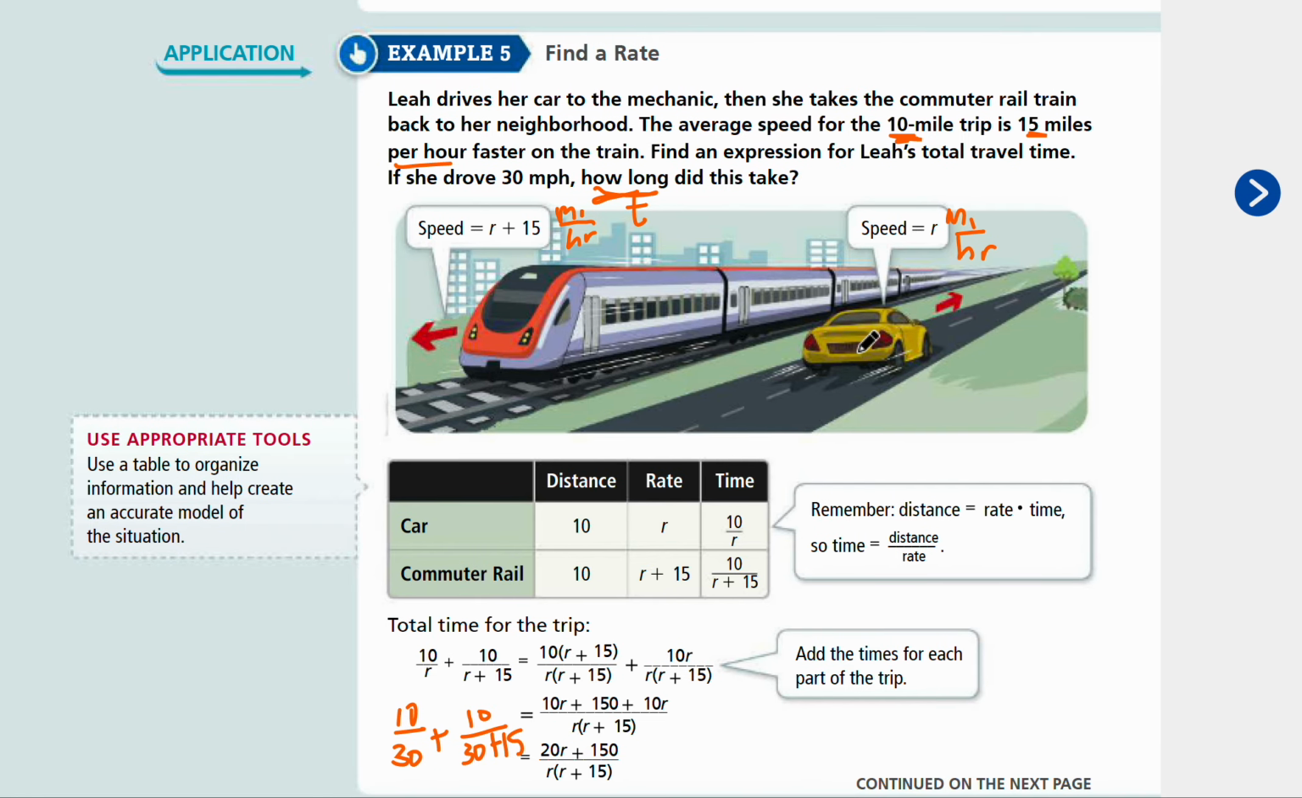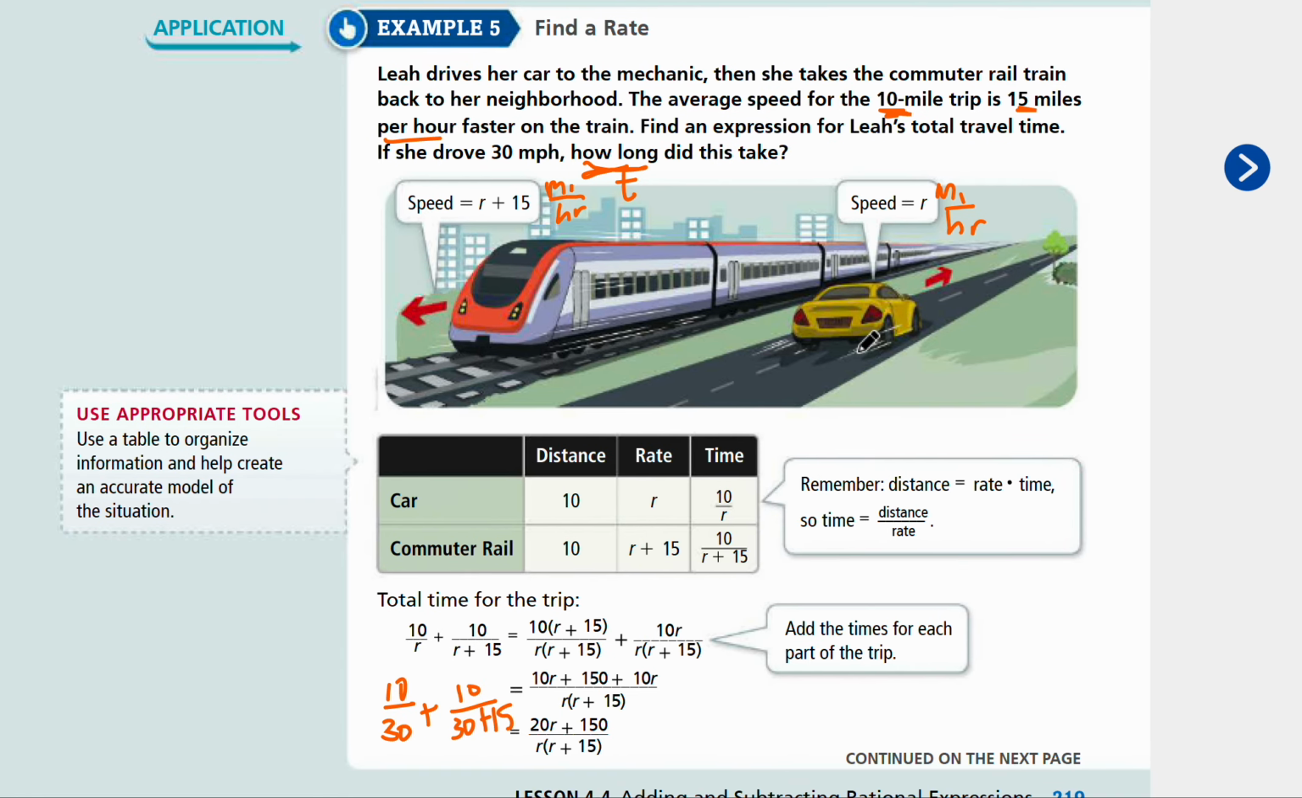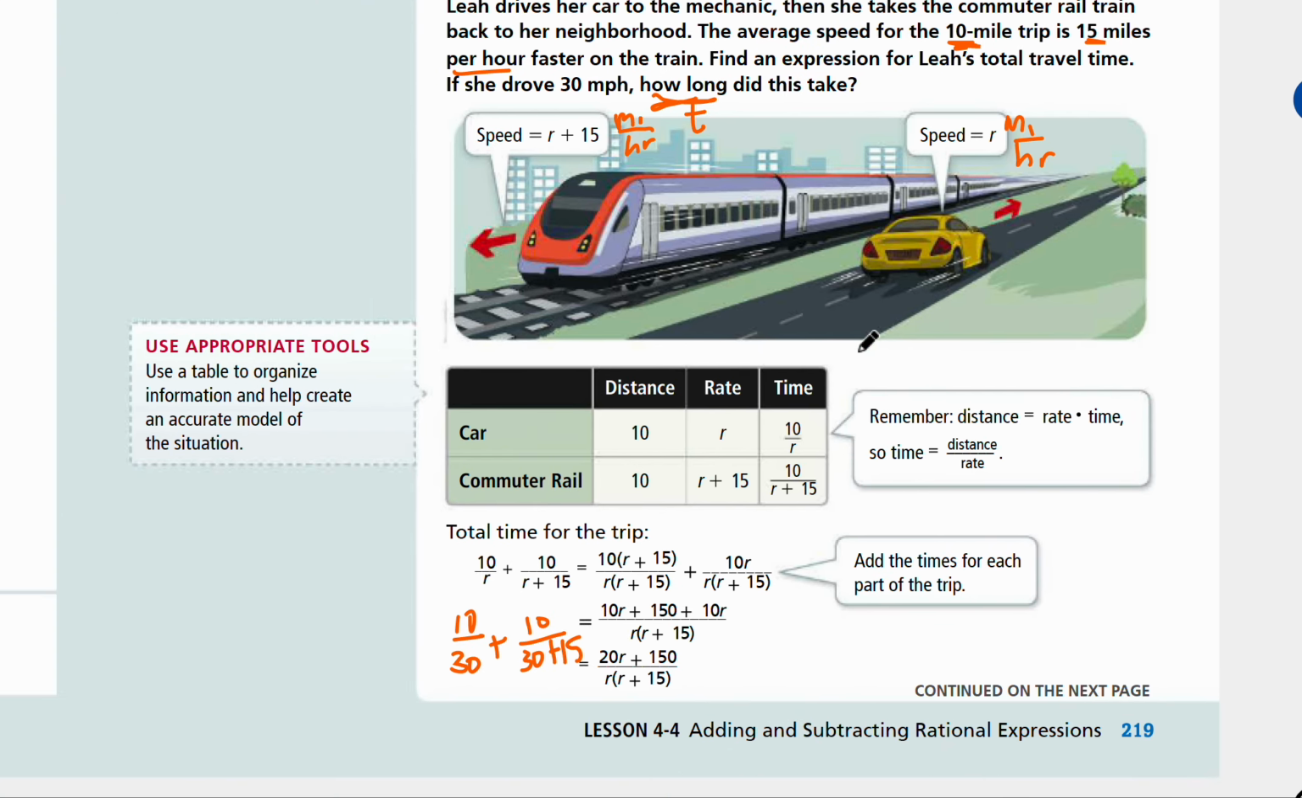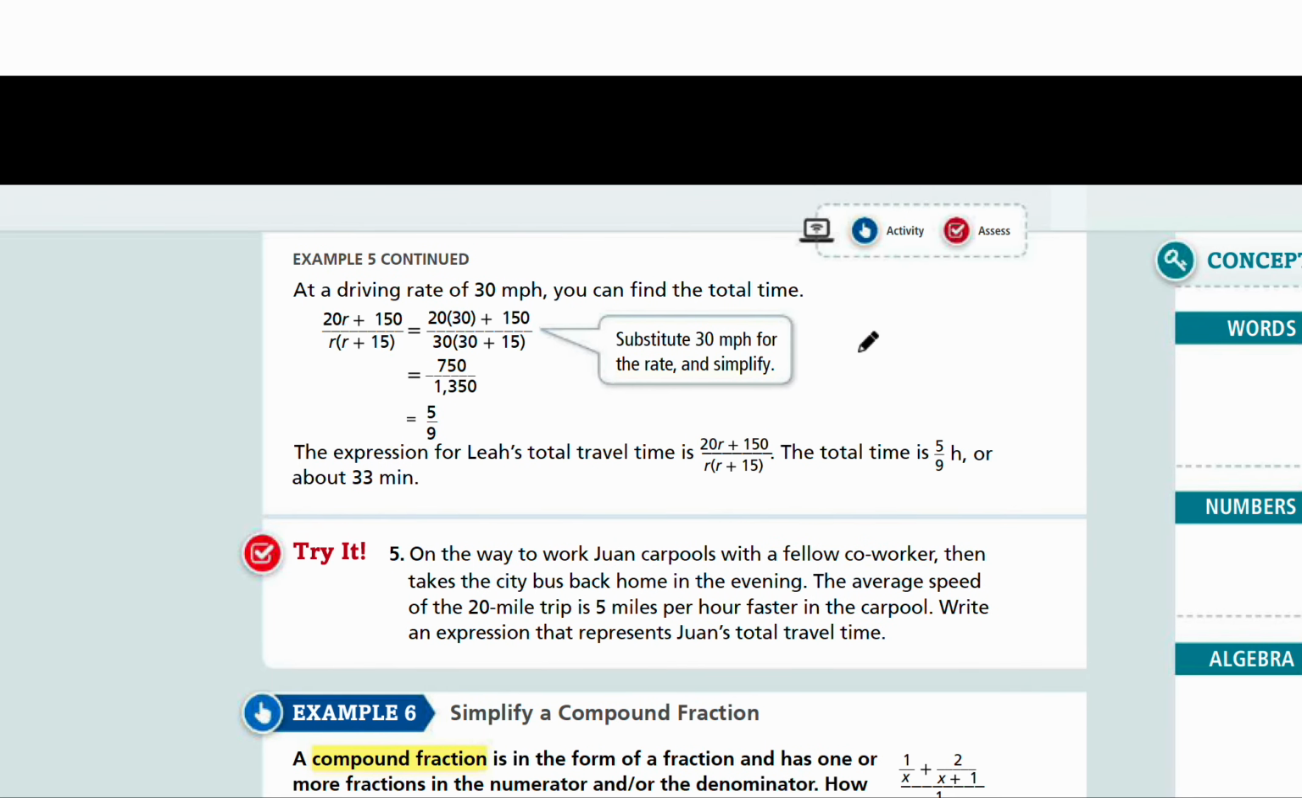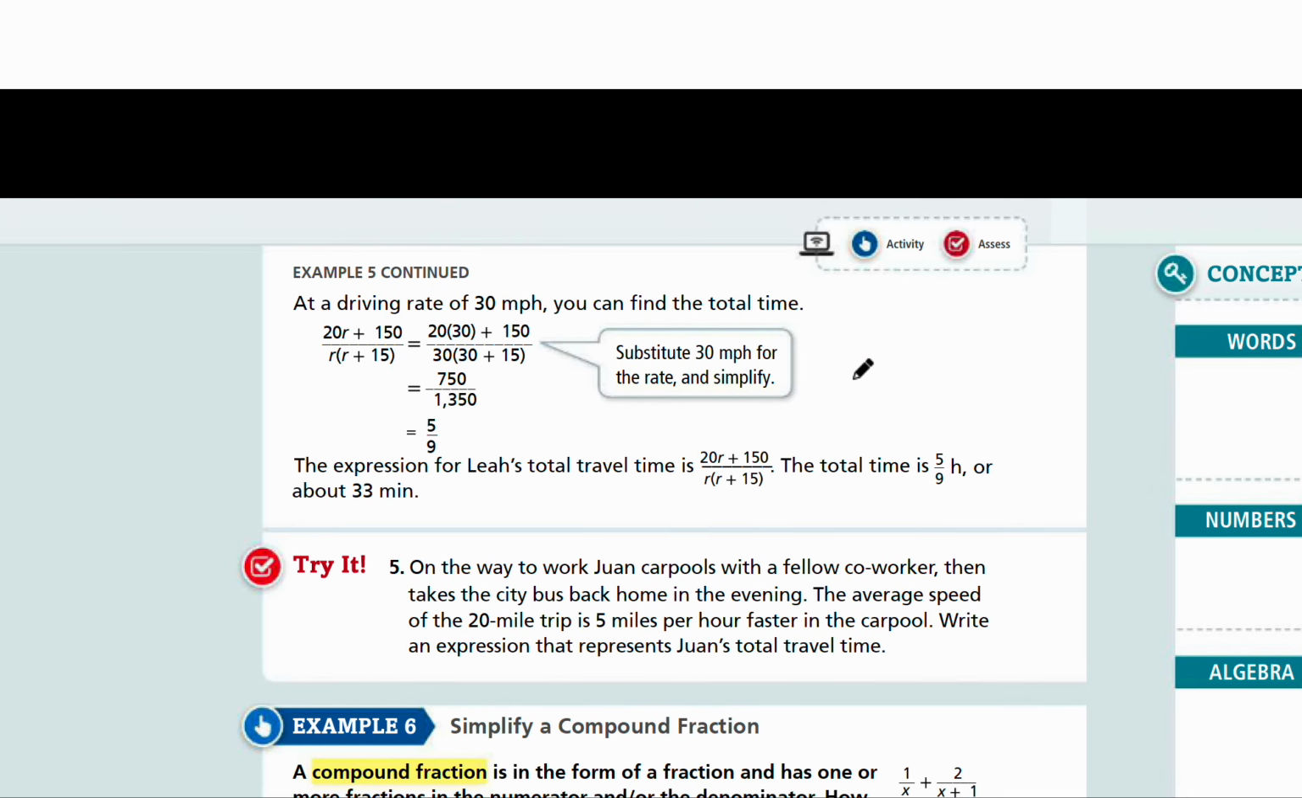So this is a word problem where we might want to use adding and subtracting rational expressions. So at the end, you will probably get 5 over 9 hours, or about 33 minutes. So the total time for Leah is 33 minutes. Super quick. I guess it was a really short distance, right? 10 miles. It's not too far by car and train, right?